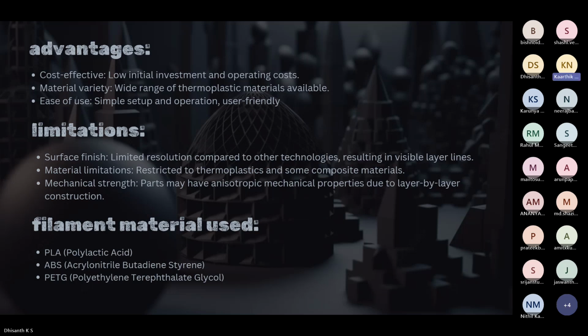Mechanical strength. Parts may have anisotropic mechanical properties due to layer by layer constructions. Yeah, the mechanical properties are not the same in any direction. So this is also a limitation. Filament materials used are PLA, ABS, PETG: polylactic acid, acrylonitrile butadiene styrene, and polyethylene terephthalate glycol.